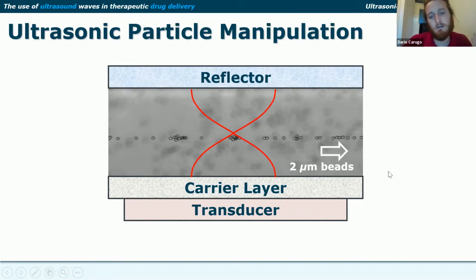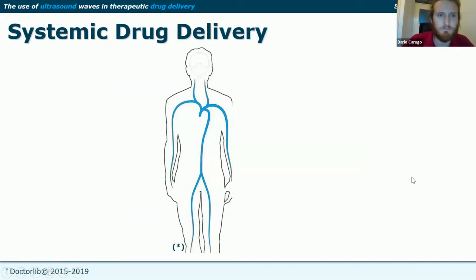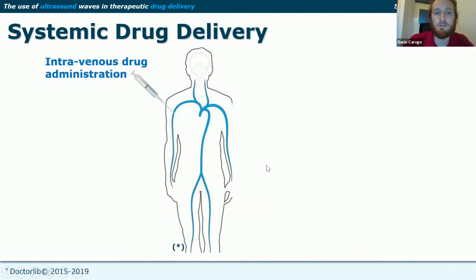So let's now try to look at how ultrasound could be beneficial in drug delivery. And before we do that, we should first introduce some concepts that relate to drug delivery or drug administration within the body. One way of delivering drugs, which is also a very common way, is to inject them intravenously, so within the circulatory system. And this is often referred to as systemic administration.